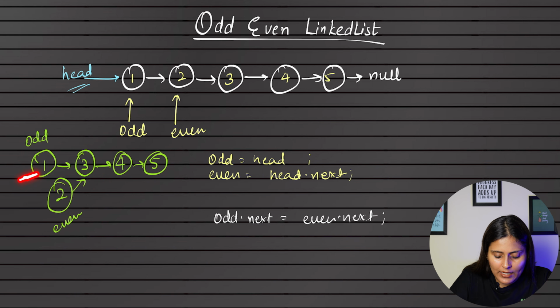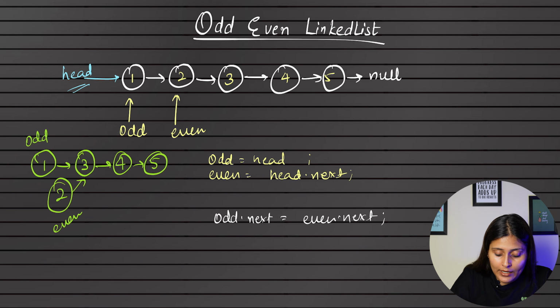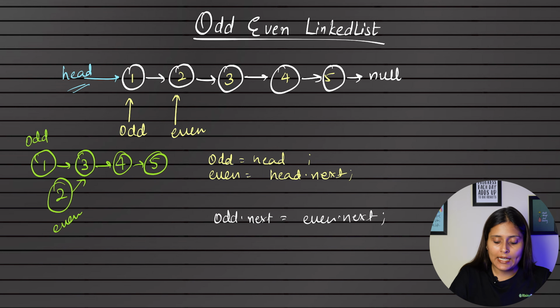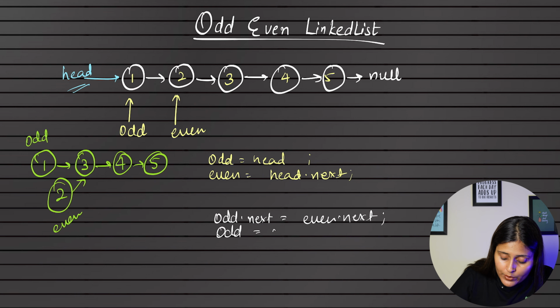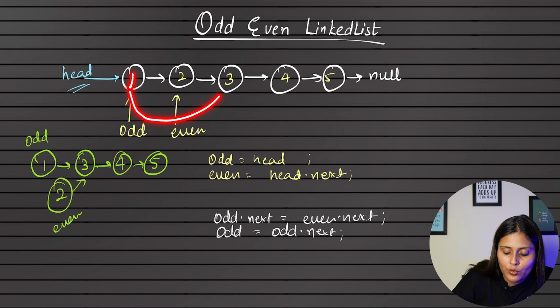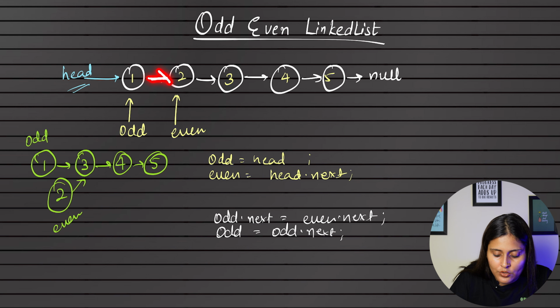Now one more thing. Odd 1 has been connected to 3. So do you think we still have to wait at the same location or we should move our odd forward? Definitely. Why? Because earlier we were here to connect our next. Now it is already connected to 3, so it does not make sense waiting at the very first location. Correct? So let's move forward. We will write odd is equal to odd dot next. Now as we have already connected odd dot next to 3, when we write odd is equal to odd dot next, 1 will move to 3, not at 2, because that does not exist anymore.